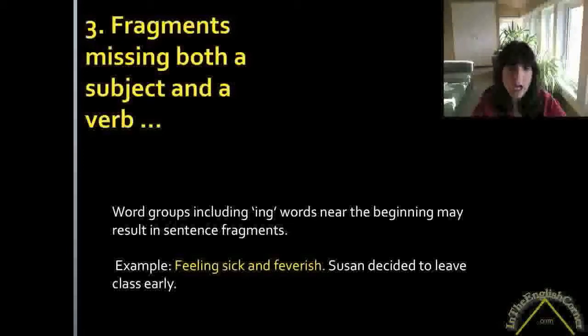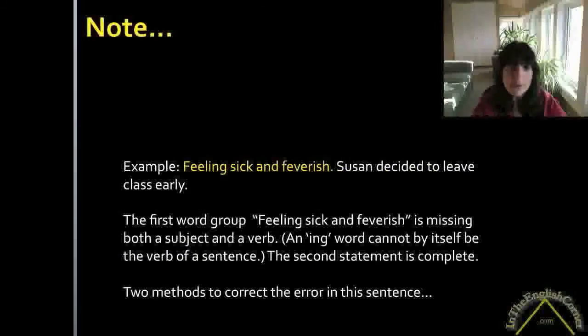Word groups including ing words near the beginning may result in a sentence fragment. Let's look at this example. Feeling sick and feverish. Susan decided to leave class early. Feeling sick and feverish is a fragment. It is missing both the subject and a verb. Remember that an ing word cannot be itself a verb of a sentence. The second statement, however, Susan decided to leave class early, is complete.